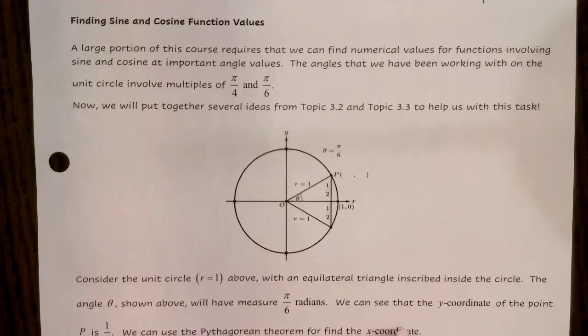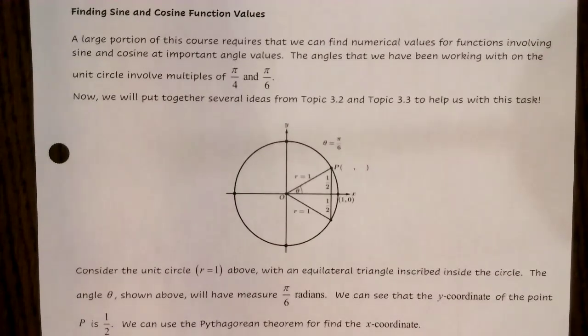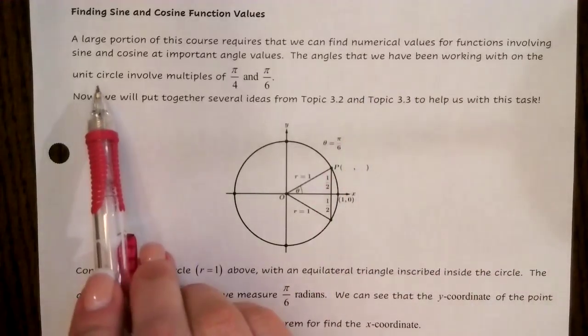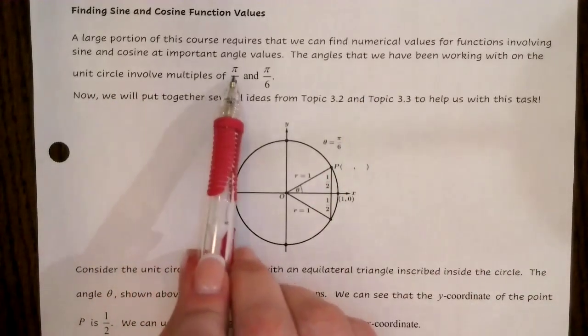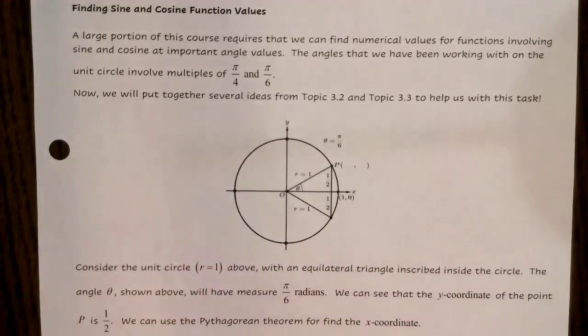All right, now we're going to talk about the larger portion of the unit circle, which is all of our other angles. The angles that we have been working with on the unit circle involve multiples of pi over 4 and pi over 6. Those are the ones that we did last class when we started talking about it in topics 2.2.